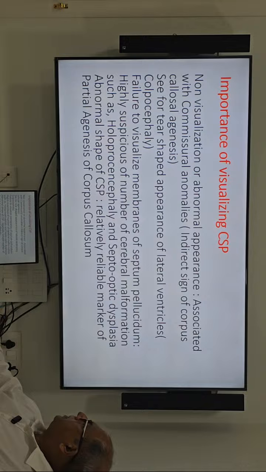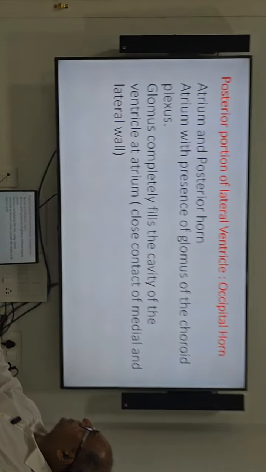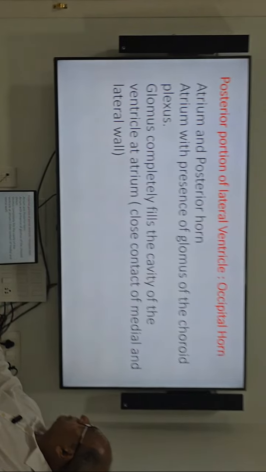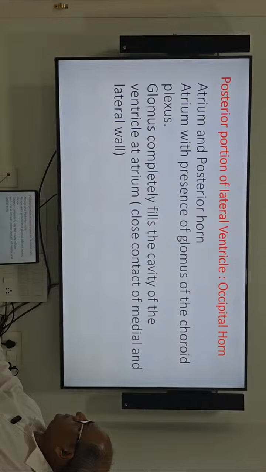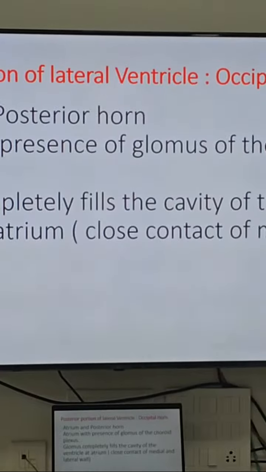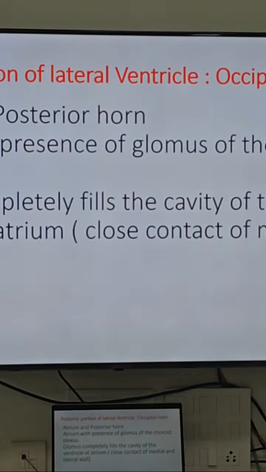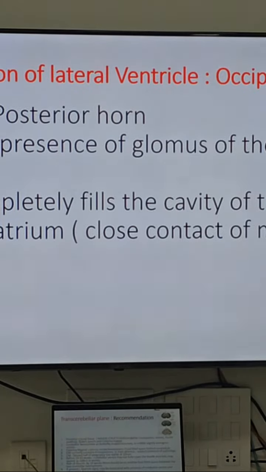If it is not visible, go for targeted sonography, because it goes in favor of complete or partial agenesis of the corpus callosum. Posterior portion of the lateral ventricle, atrium and posterior horn, and posterior portion of the lateral ventricle, occipital horn. Already I covered during the anatomy.